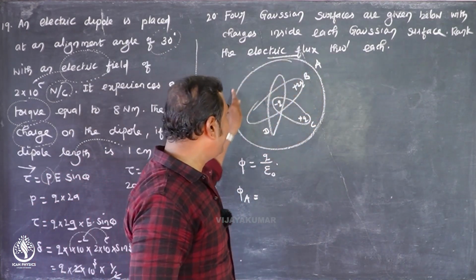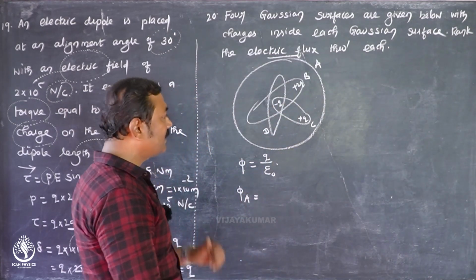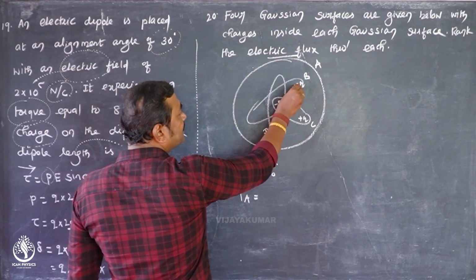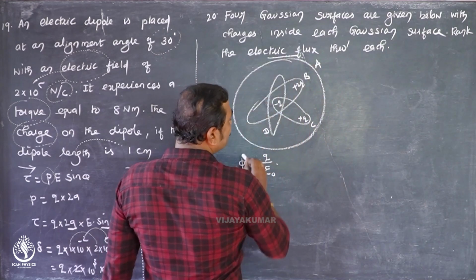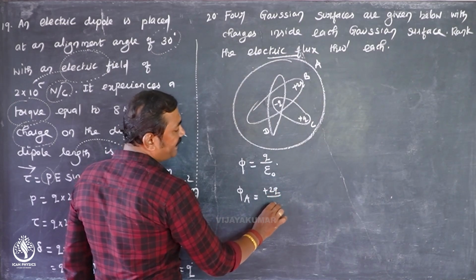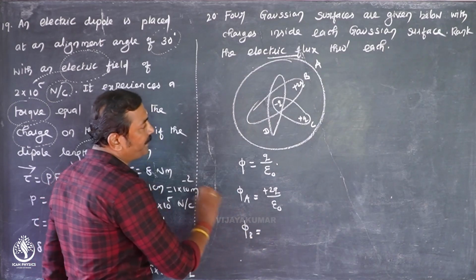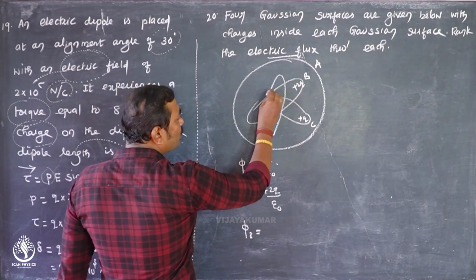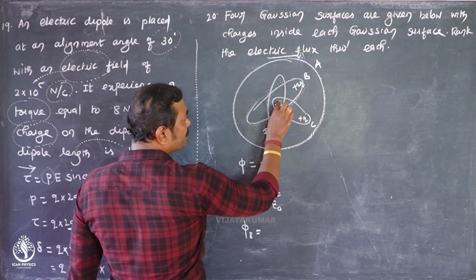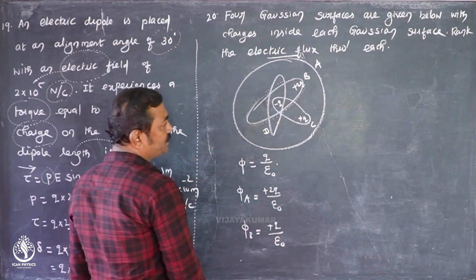So phi A, the A is a surface which consists of 3 charges. Then we can add all the charges inside the Gaussian surface. So plus Q minus Q getting cancelled. So the remaining is plus 2Q. So the plus 2Q is the charge in the Gaussian surface A. So plus 2Q by epsilon 0. Now we can calculate the flux through B. Just you can see this one alone. In this, we are having plus 2Q minus Q. So we are having plus Q by epsilon 0.